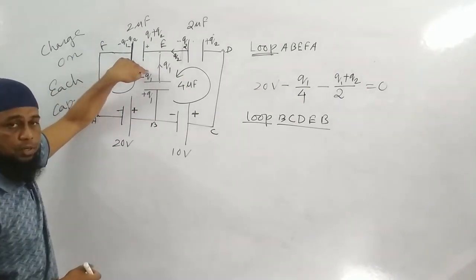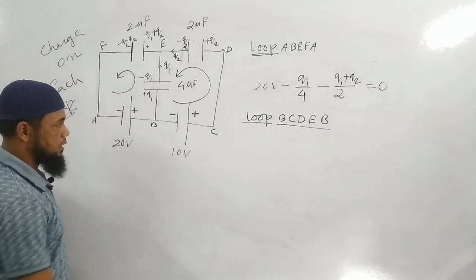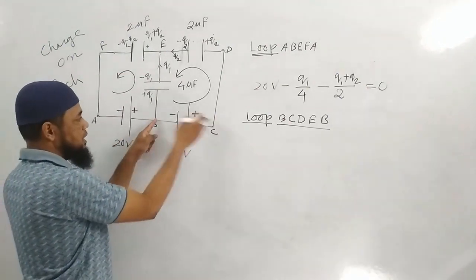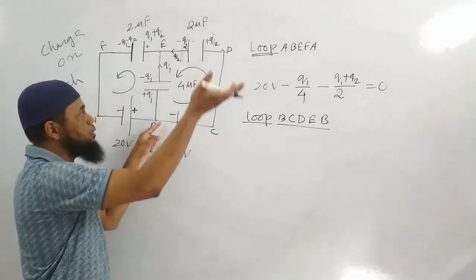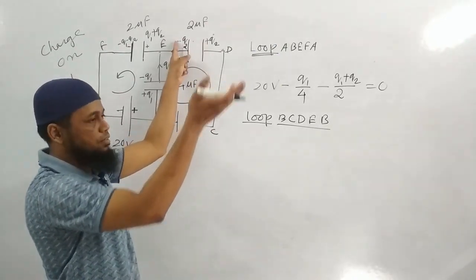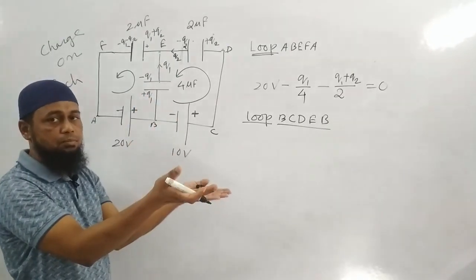Negative means lower potential, positive means higher potential. Let me repeat once again. From B to C, that means from negative plate to positive plate, so there is an increase in potential. Positive to negative, there is a decrease in potential. Negative to positive, there is an increase in potential.